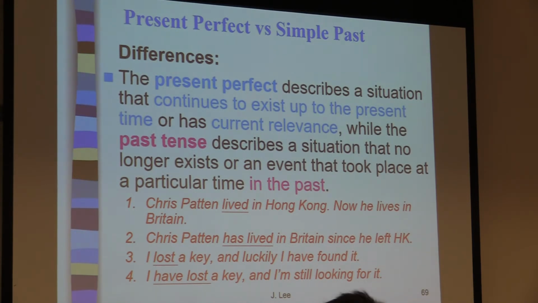The present perfect describes a situation that continues to exist up to the present time, and it still has current relevance. But past tense, all gone. The action or the event took place in the past. Like this example, Chris Patten, the last governor in Hong Kong, lived in Hong Kong, past tense, and now he lives in Britain. And Chris Patten has lived in Britain since he left Hong Kong, so he's still living there.